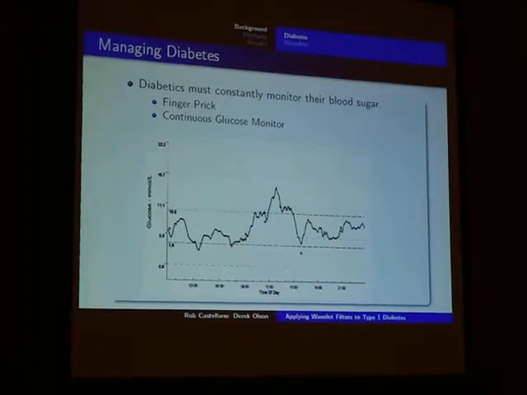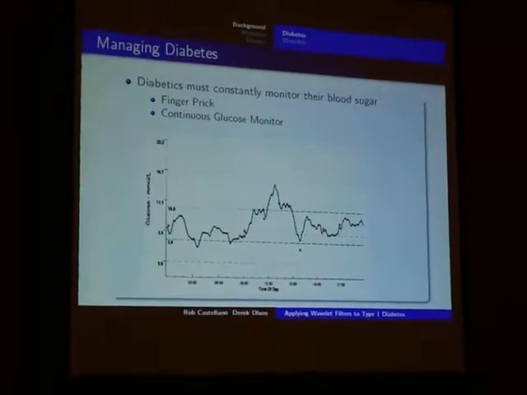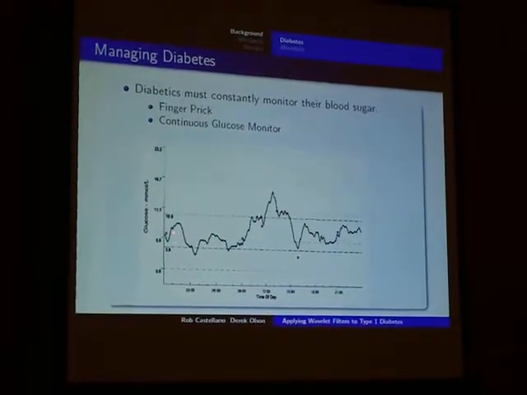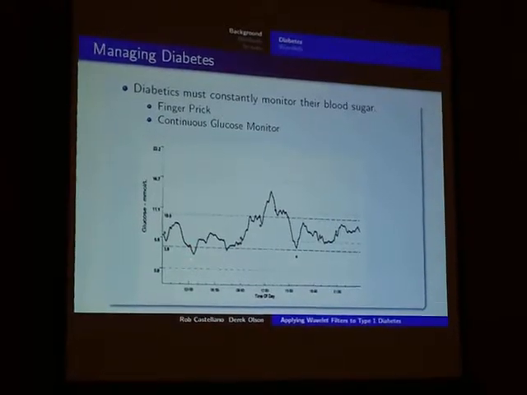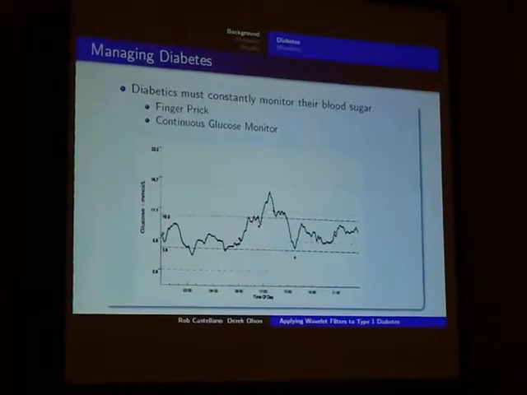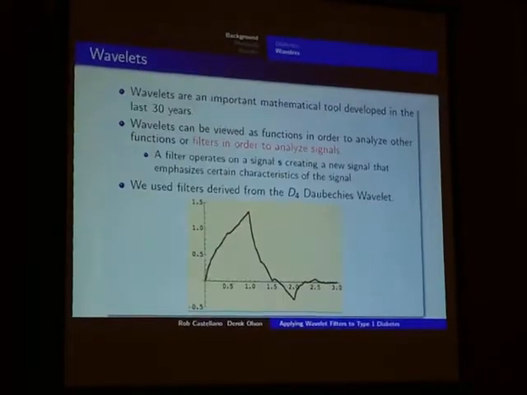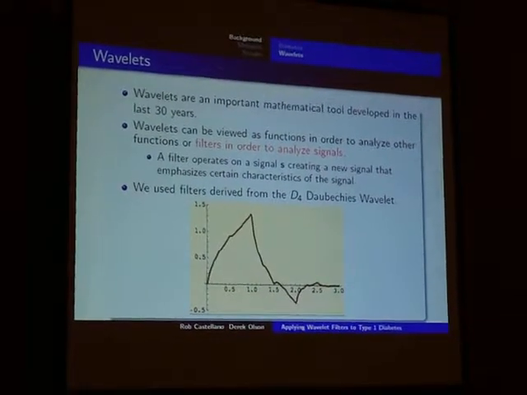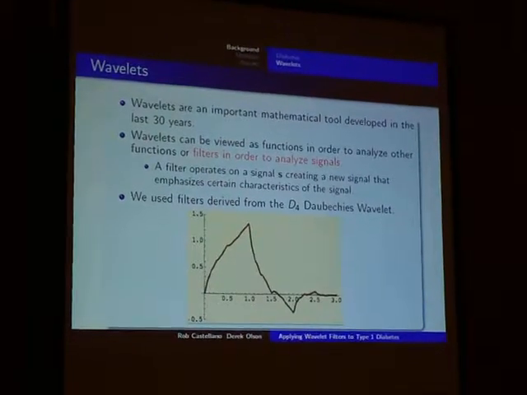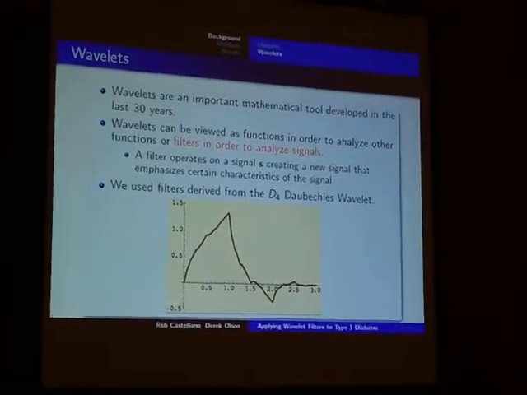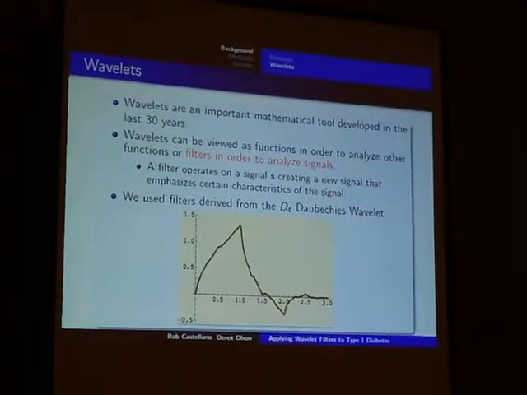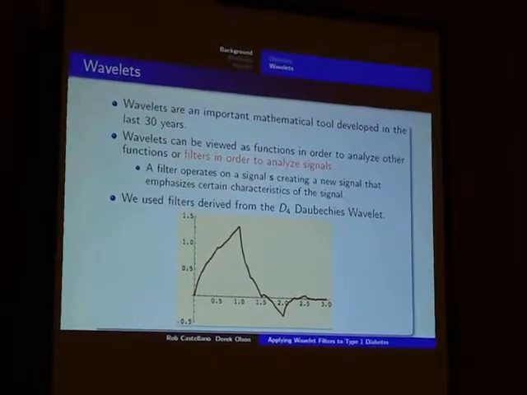But to be an accurate representation of this time series, we need to factor in these short-term variations, the sudden drop in blood sugar at 3 in the morning, or the sudden surge in blood sugar at noon. And one of the tools that we want to use to do that are wavelets. These are relatively new mathematical tools developed only in the last 30 years. We can think of them as functions to analyze other functions, or as filters to analyze signals. And a signal is just a sequence of numbers.